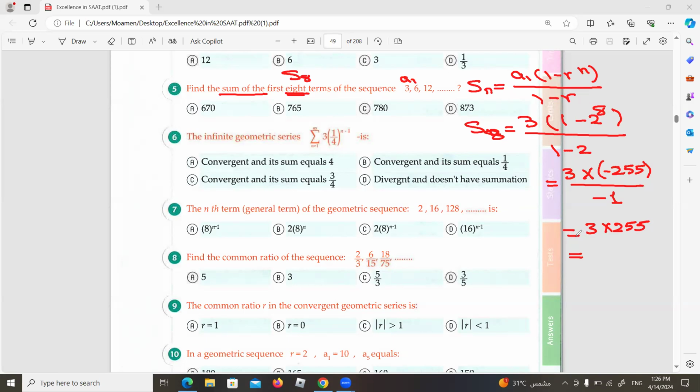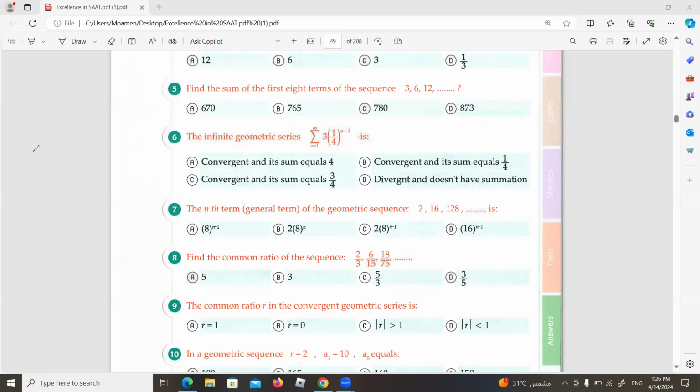And this is from GAT. You must know it. Just multiply 3 times 255. 3 times 200 is 600, and 3 times 55 is 165. So 765 if you add, and you get the result quickly. So the result is letter B, which is 765. Okay, this is the result for number 5.